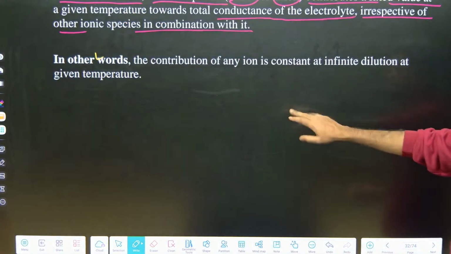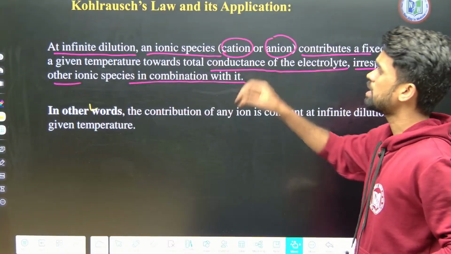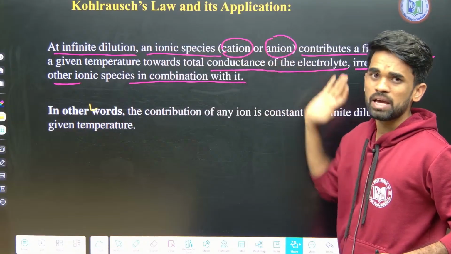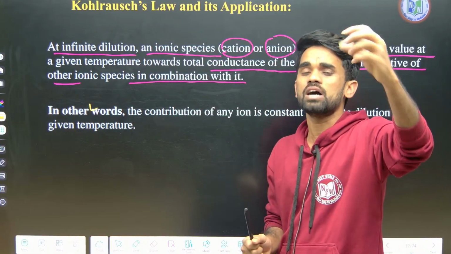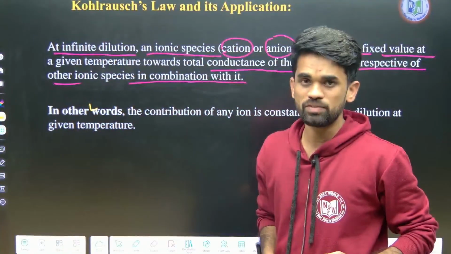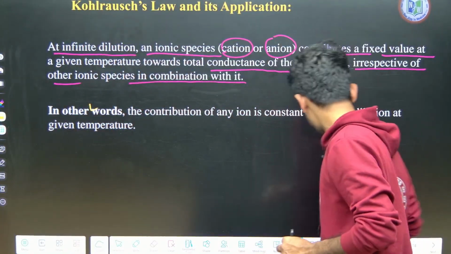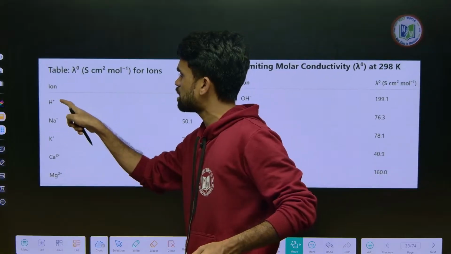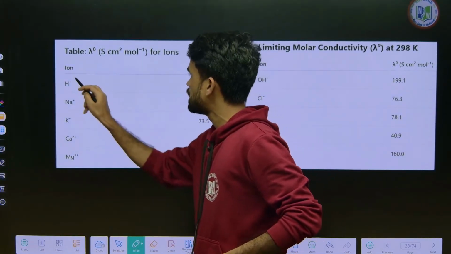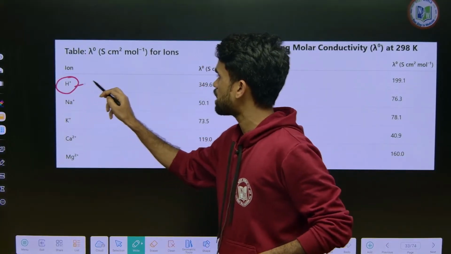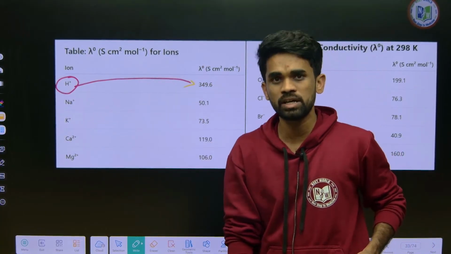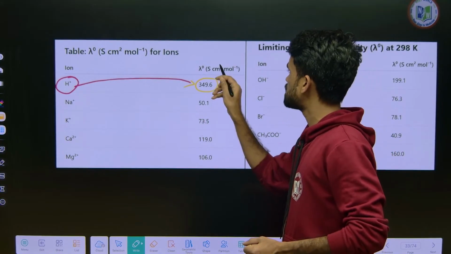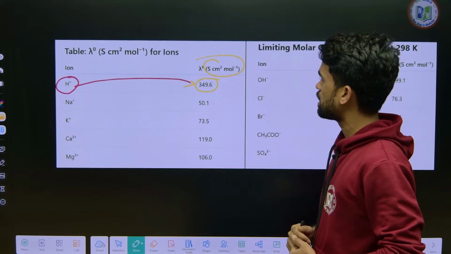Just look here. Once again, what is Kohlrausch law? It is saying that at infinite dilution, an ionic species, that can be a cation or an anion, will contribute a fixed amount of value towards the limiting molar conductivity of that particular ion. For example, here you can see all the H plus ions, whether they come from a weak electrolyte or a strong electrolyte. If this H plus ion is there, then the limiting molar conductivity of that H plus ion is around 350. How much? It is 349.6 now. Consider it as 350 for remembering purposes, and these are the units you can take. That is the ionic conductivity value here.